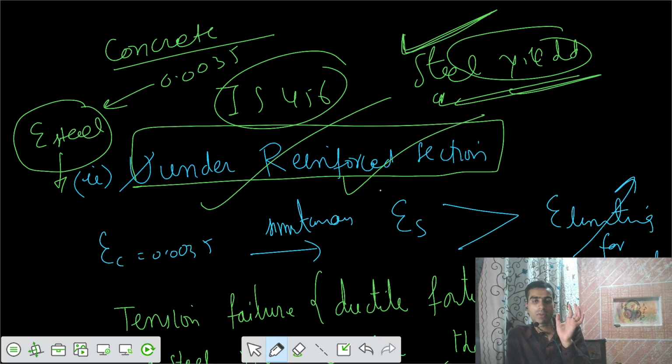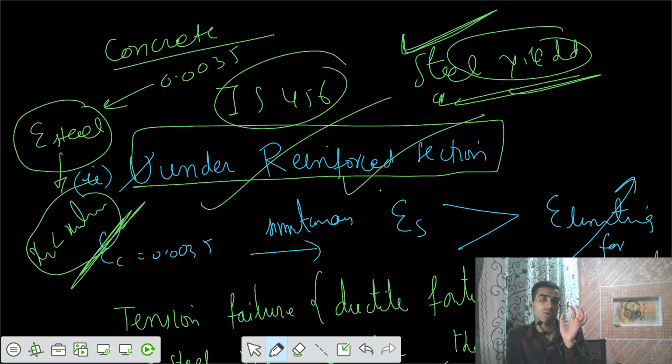So we prefer that your XU should be lesser than XU limiting. That's our job, to design the section. We should keep XU lesser than XU limiting, such that our section becomes an under reinforced section, URS.